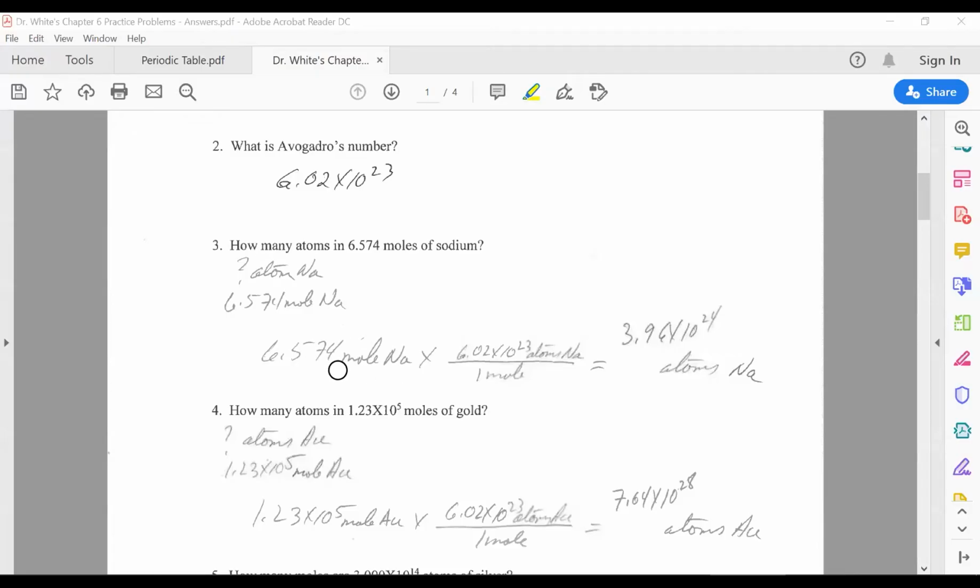We start with what we have, moles of sodium. We look at what we're trying to get to units-wise, atoms of sodium. Use a ratio. Atoms of sodium goes on top, moles go underneath. Anything divided by itself becomes number one. And where do you get this ratio? 1 mole of a compound equals Avogadro's number. Do the math, 4 significant figures. The 1 is the exact number. This is 3. The answer is 3 significant figures.